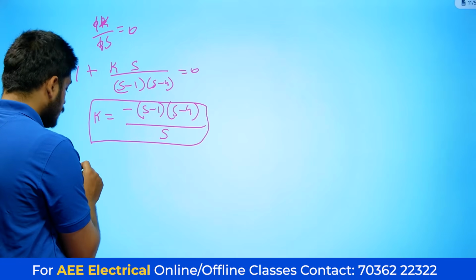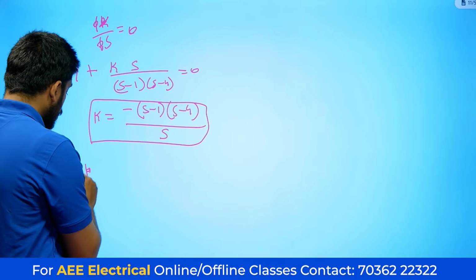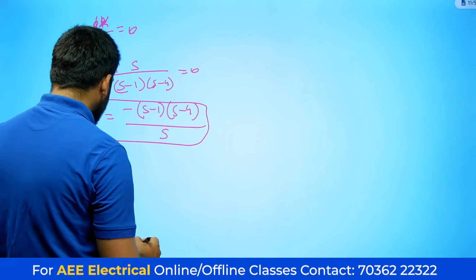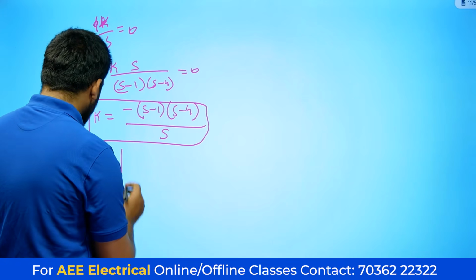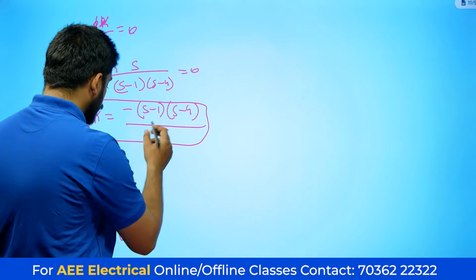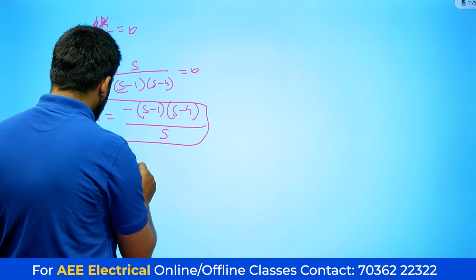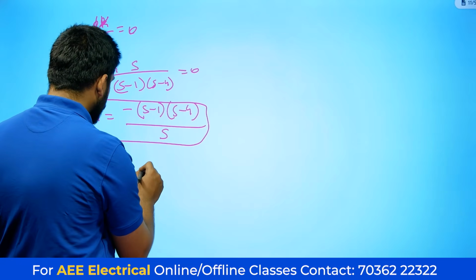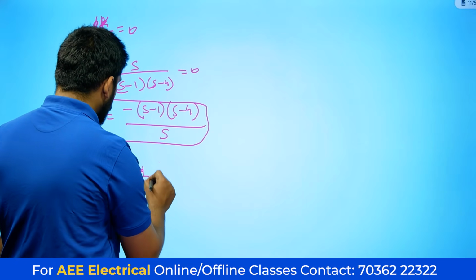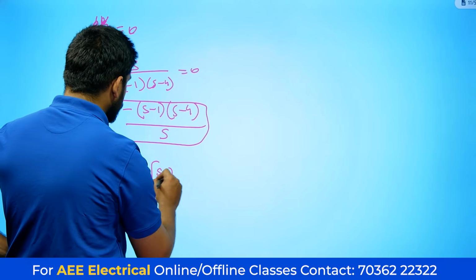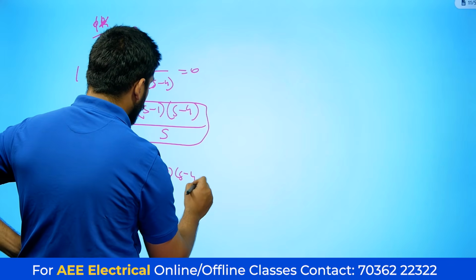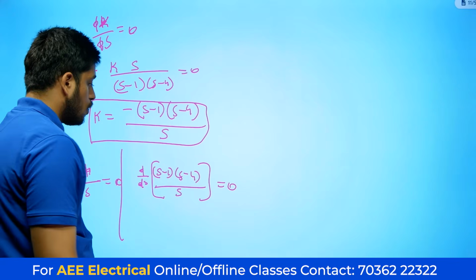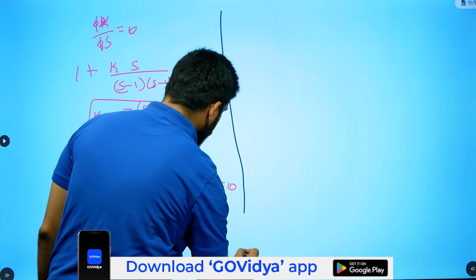So here dK by dS is equal to 0. Differentiating on both sides, we are going to get u by v. The minus sign is of no use even if it is there. So we are going to get d by dS of (S minus 1)(S minus 4) whole divided by S, and this should be equal to 0. Okay, so what is the differentiation of u by v?